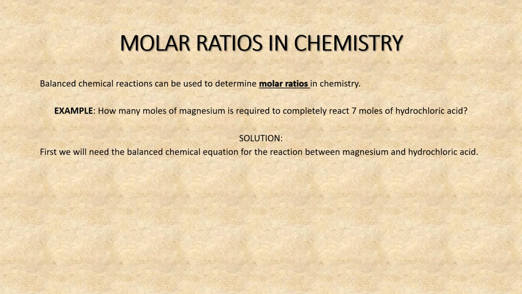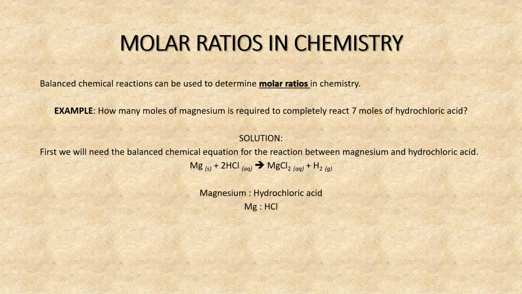So first of all, I need a balanced chemical equation for the reaction between magnesium and hydrochloric acid, which we learnt on the previous slide. So note there is the 2 that we got to balance that reaction out. We're going to need that number. So the question refers to magnesium and hydrochloric acid. So my ratio here is magnesium to hydrochloric acid. And if I simplify that down, it becomes Mg to HCl.